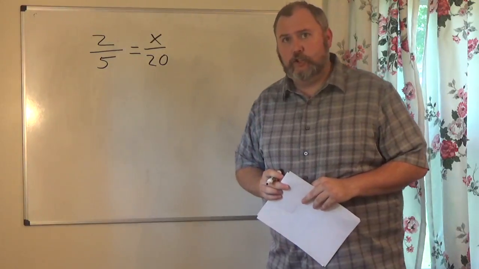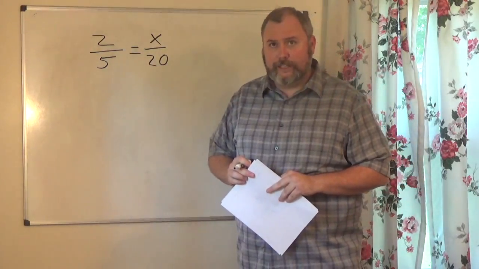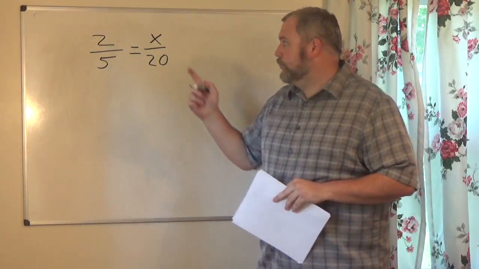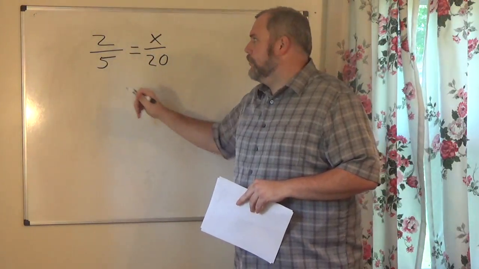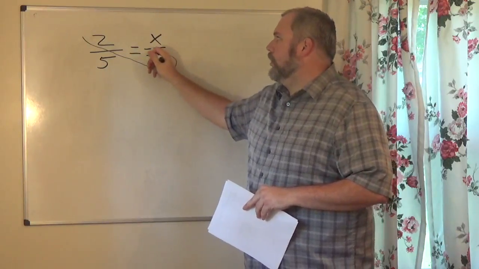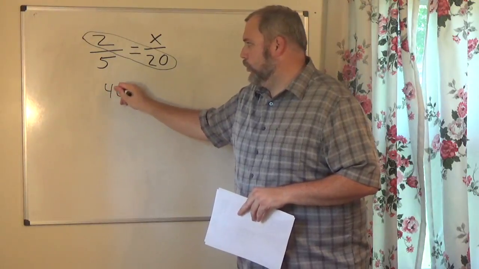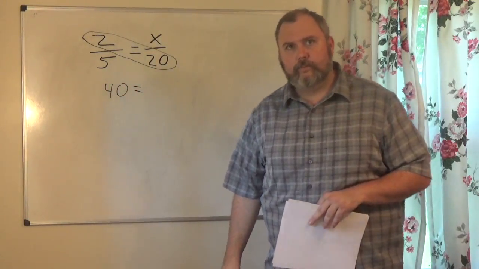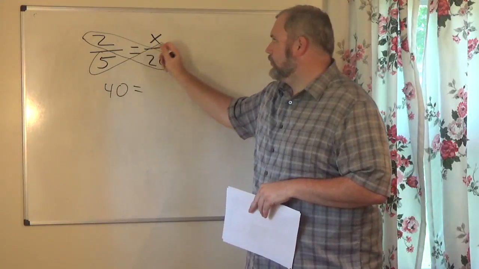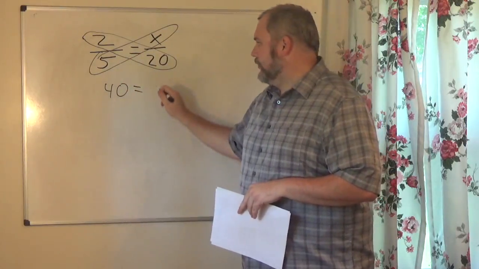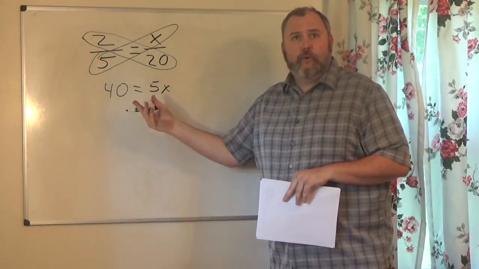A more commonly used term, especially in the middle grades, is butterfly wings. What you're going to do is take the top number here and multiply it by the bottom number here. So we're going to kind of circle these two. So 2 times 20 gives me 40. Put my equal sign down. And now I'm going to take the bottom number here and multiply it by the top number here. Well, 5 times x gives me 5x. Now this should look very familiar to you. You have 40 equals 5x.